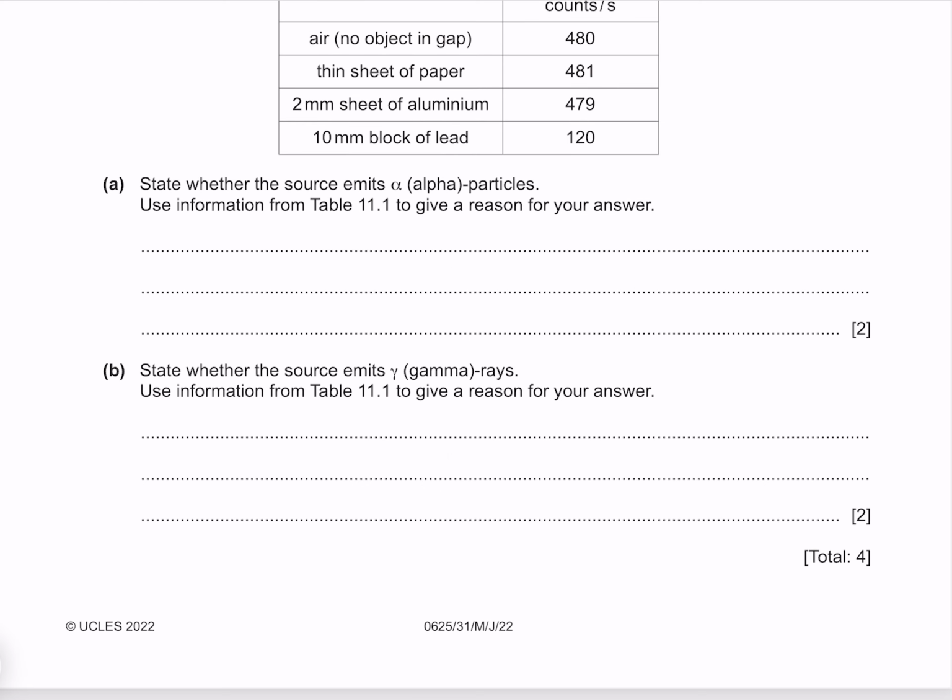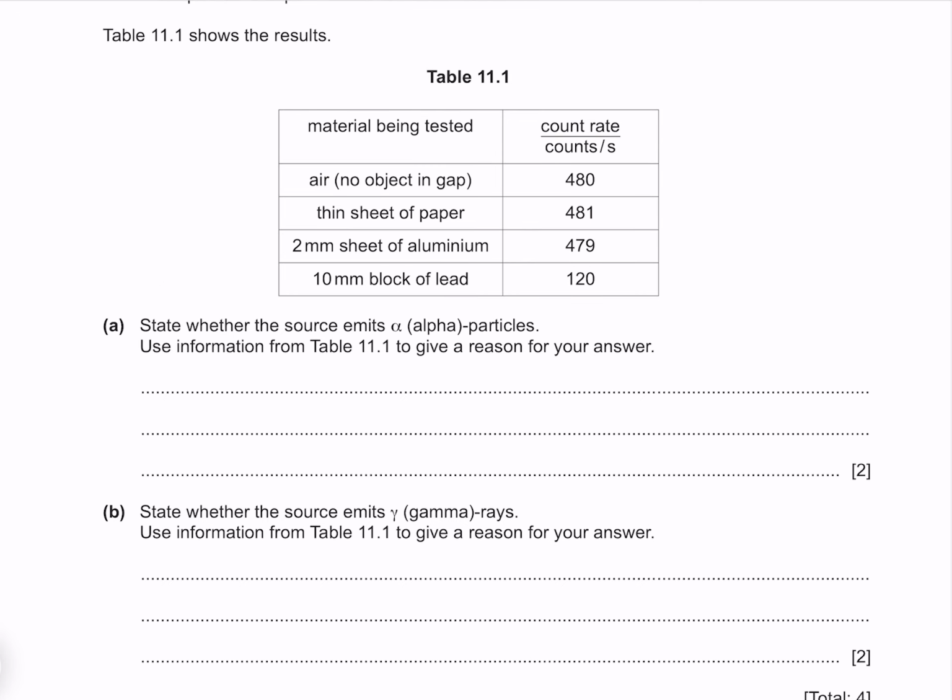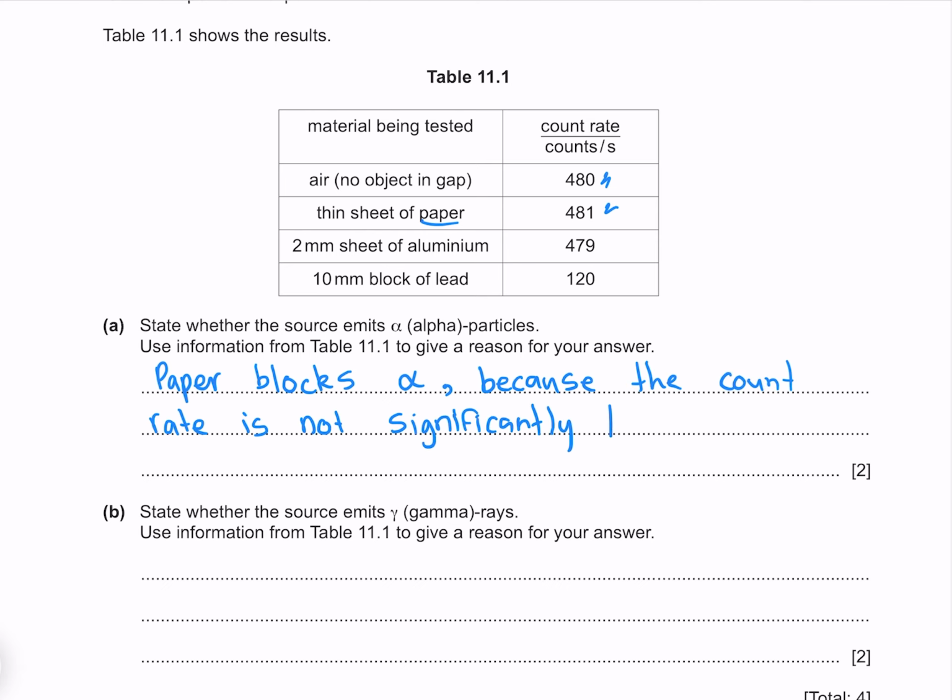State whether the source emits alpha particles. Use the information from table 11.1 to give a reason for your answer. Alpha particles would be blocked by paper. Because the count rates are roughly the same, there must be no alpha particles. Paper blocks alpha. Because the count rate is not significantly lower, there must be no alpha.